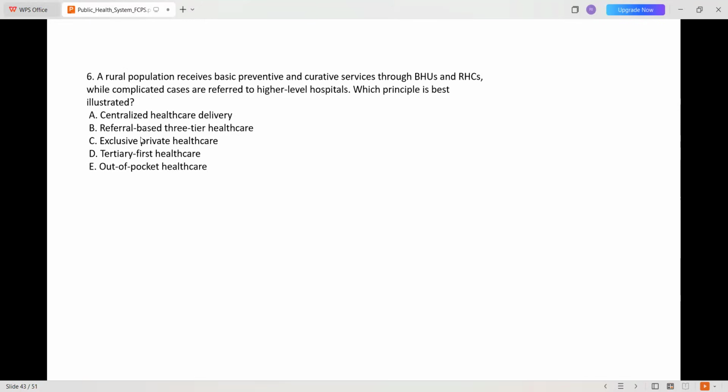MCQ number 6. A rural population receives basic preventive and curative services through the BHU and RHC, while complicated cases are referred to higher hospitals. Which principle is best illustrated? A, centralized healthcare delivery, B, referral-based, three-tier healthcare, C, exclusive private healthcare, D, tertiary-first healthcare, E, out-of-pocket healthcare. B is the right option.